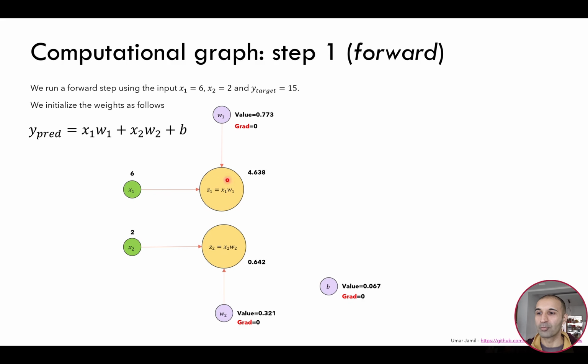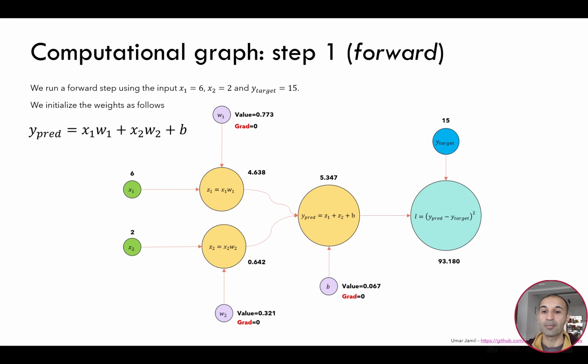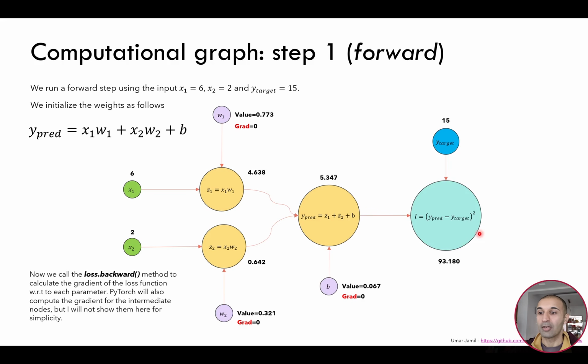PyTorch will produce the output of this node, which is multiplying the x1 value with w1. Then it will combine the two, producing the output of the model. It will compare it with the target to produce a loss, which is a number, but it's also a function, so we can calculate the gradient. So now usually we call loss.backward to calculate the gradient of the loss function with respect to each parameter, so w1, w2, and b. PyTorch will also compute the intermediate nodes, but I will not show them here for simplicity.